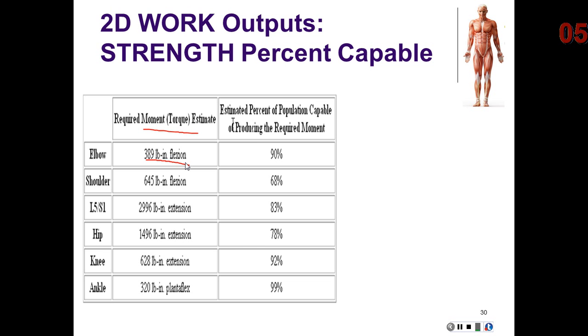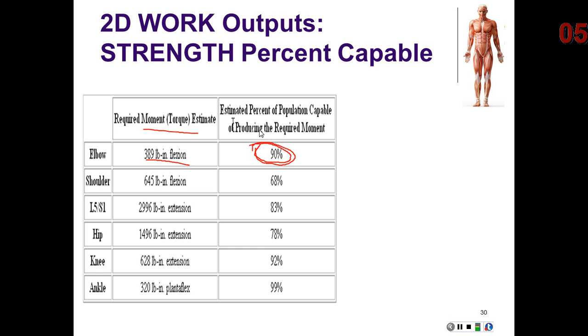That's not as meaningful as the next step. It also gives you that 90% of people are capable of producing the 389 pound-inches of flexion. 90% as well, it's a good proportion of the population. Good proportion of the population that can do the job, that are capable of doing the job.